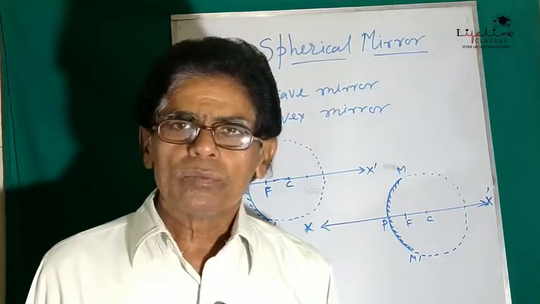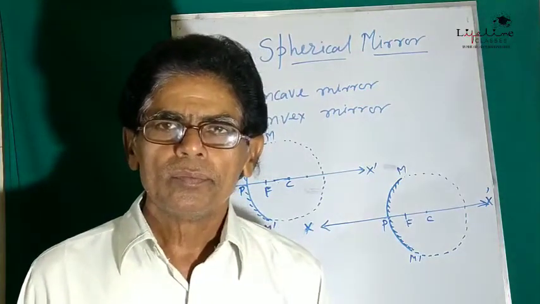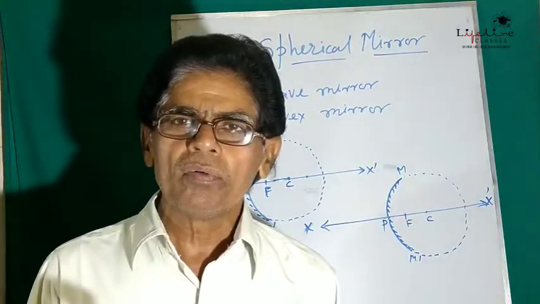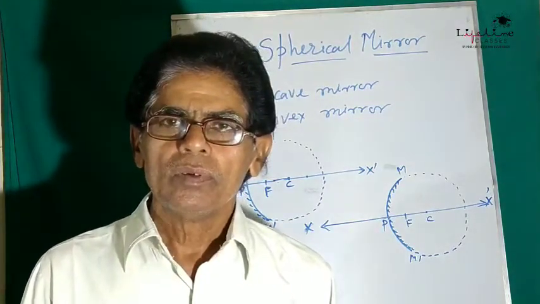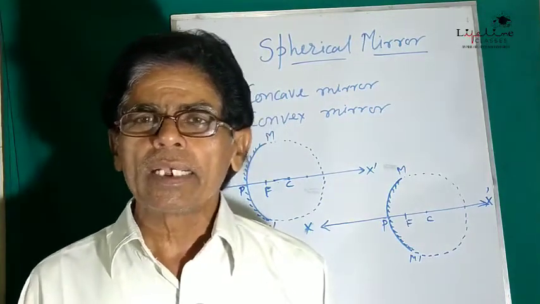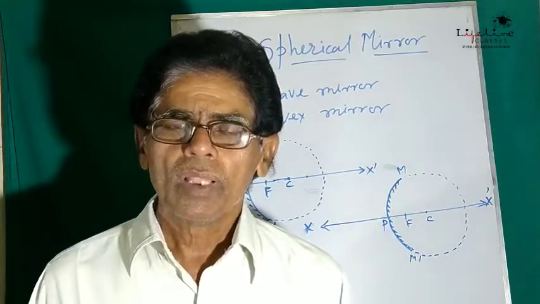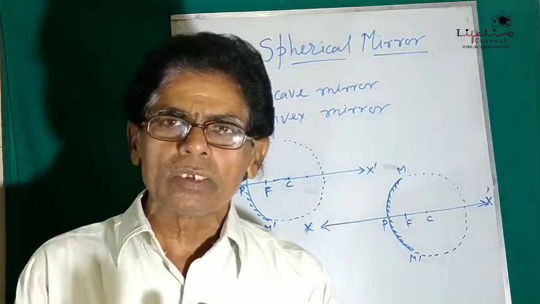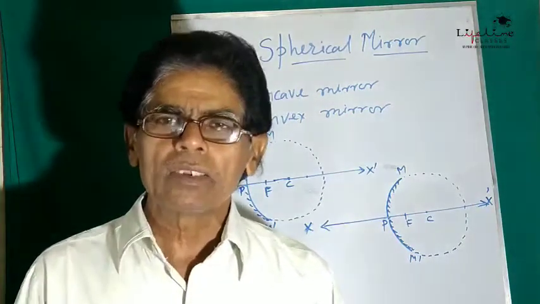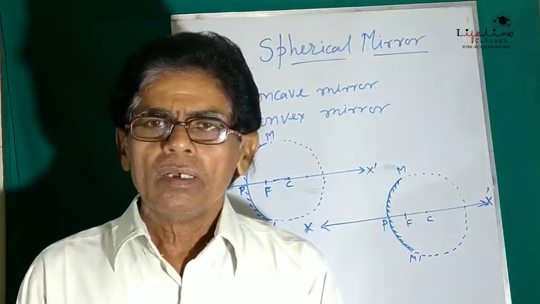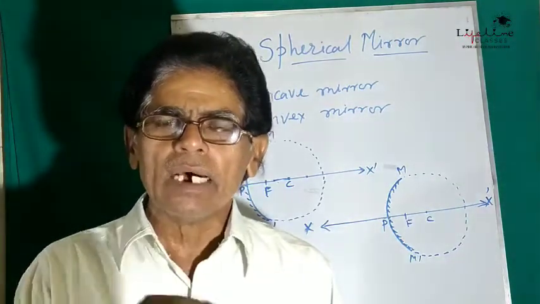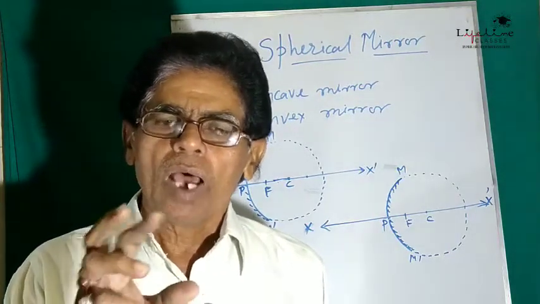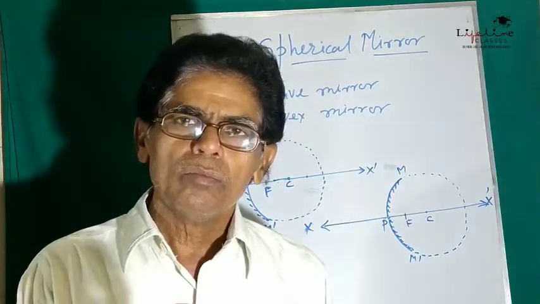In both the mirrors, that is concave or convex, this center of curvature is real in case of concave mirror, but virtual in case of convex mirror. How? In concave mirror, the center of curvature is just in front of the reflecting surface, and it comes inside the sphere of the mirror.